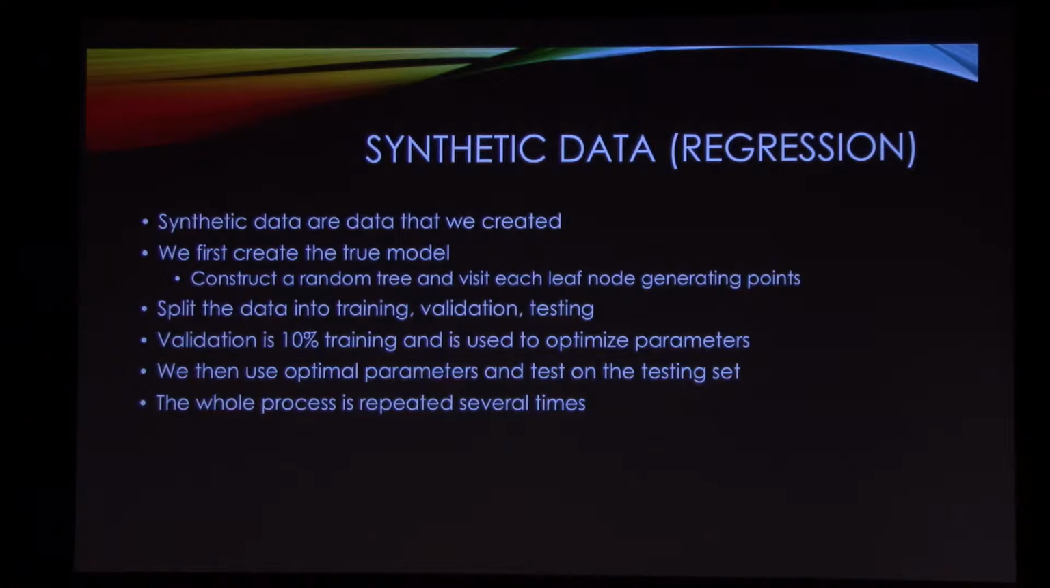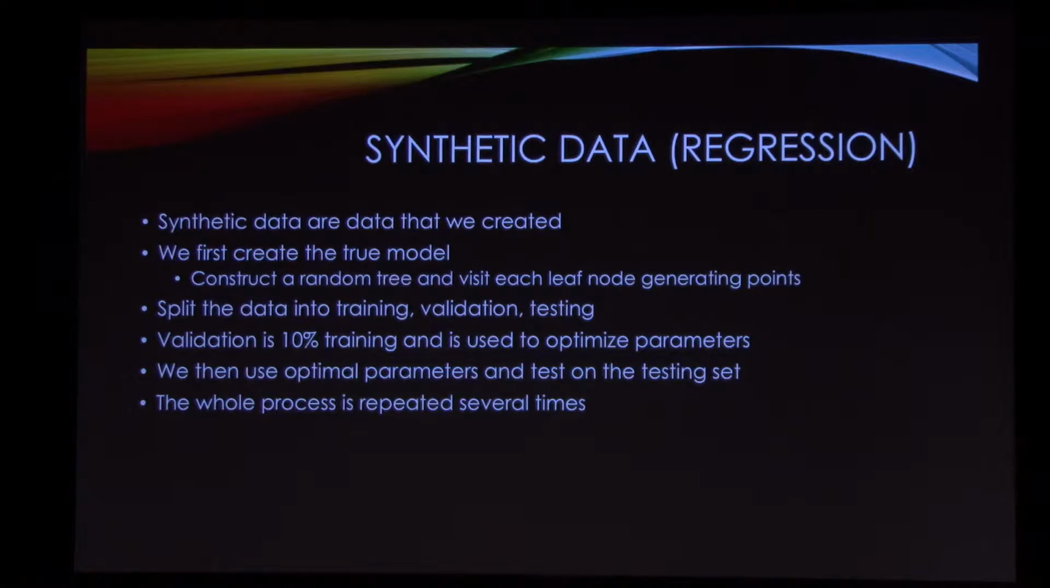And so when we were using synthetic data, we would first create a true tree. So we just make a random tree using our algorithm. And then we'd run through the tree and create all our independent and dependent variables. And those independent and dependent variables would create our data set. We then split our data set into 3 different components: the training set, the validation set, and the testing set.